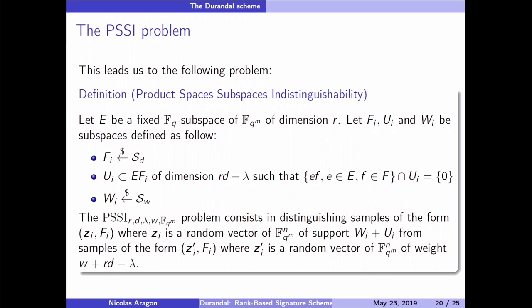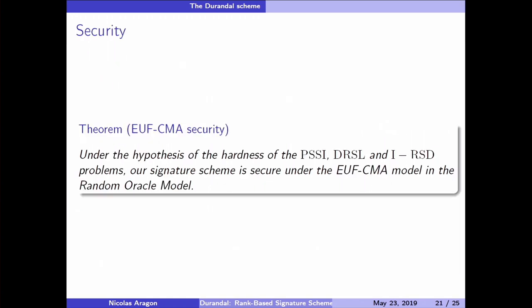So this is pretty technical, but in the paper we give arguments that signatures are pretty close to random. So just check the paper if you want more details. And this is the main theorem of our work. So under the PSSI assumption, the decisional RSL assumption, and the ideal RSD assumption, our scheme is EUFCMA secure. So again, I'm going to skip the proof for now, but you can check the paper if you want.